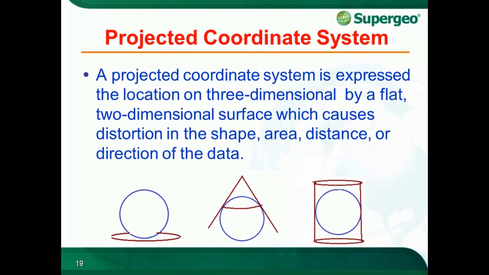And about the projected coordinate system, it expresses locations in 3 dimensions on a 2-dimensional surface, such as a plane, cylinder, or cone, and then unfolds into a map. But this procedure may cause distortion in shape, area, distance, even direction of the data.